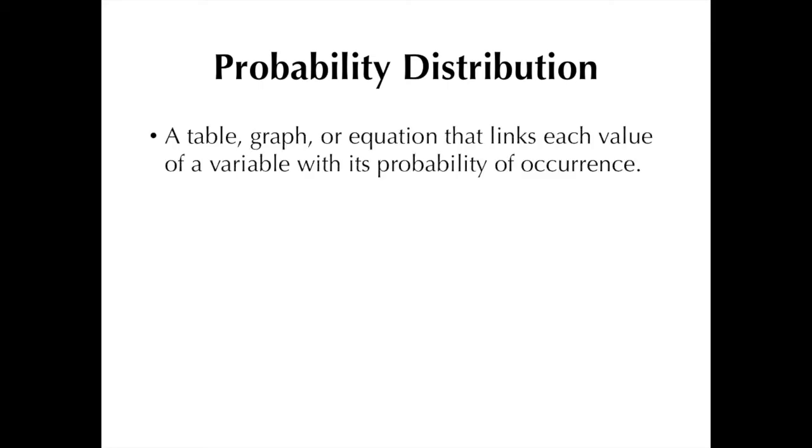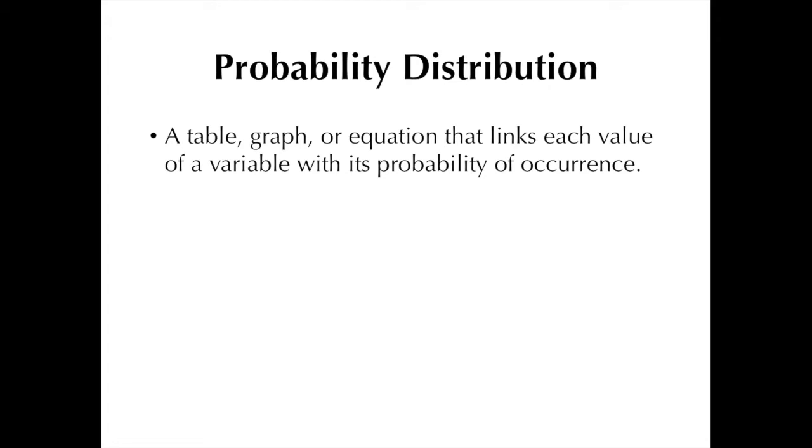Just as counts of discrete categories can be summarized in frequency distributions, values of a random variable can also be summarized in a special kind of distribution called a probability distribution. Now, unlike your ordinary frequency distribution, each value of a variable, be it discrete or continuous, is linked to a particular probability instead of a count or frequency.